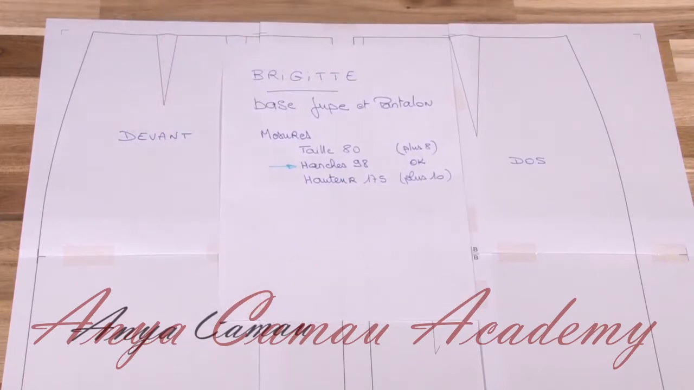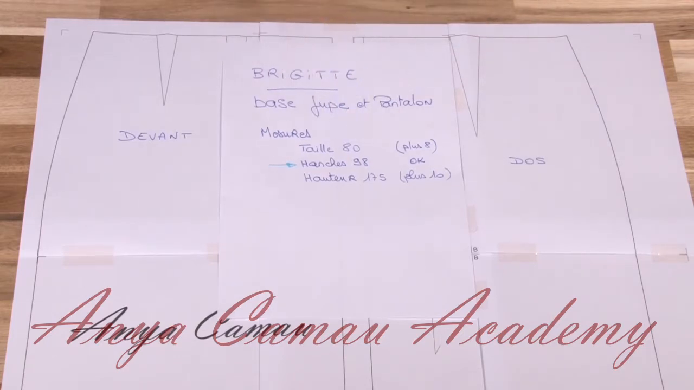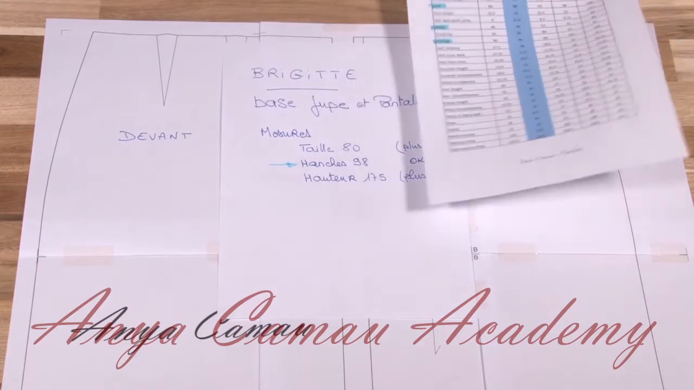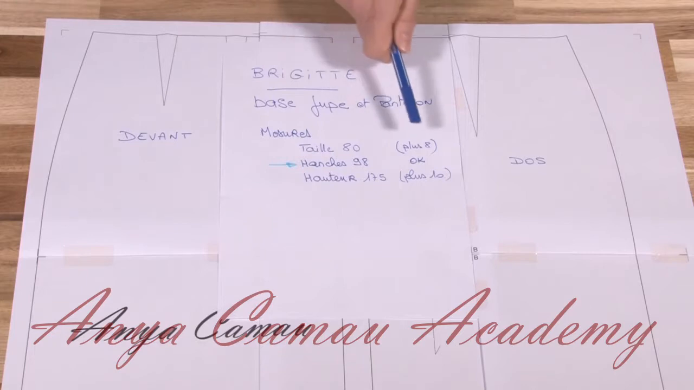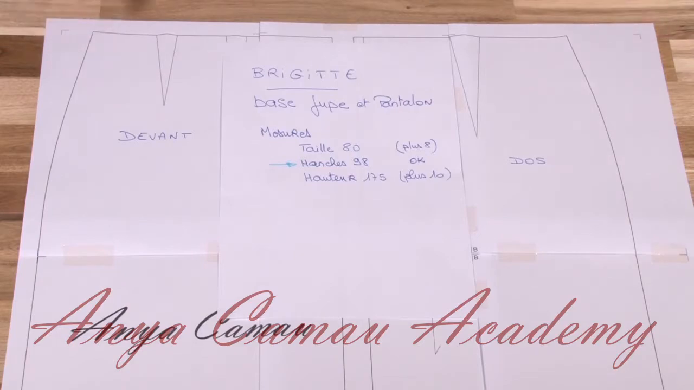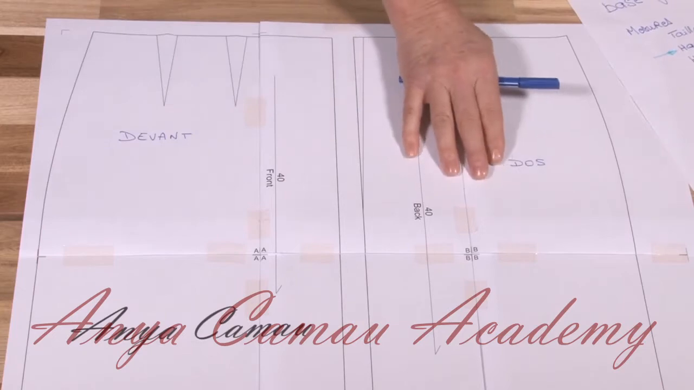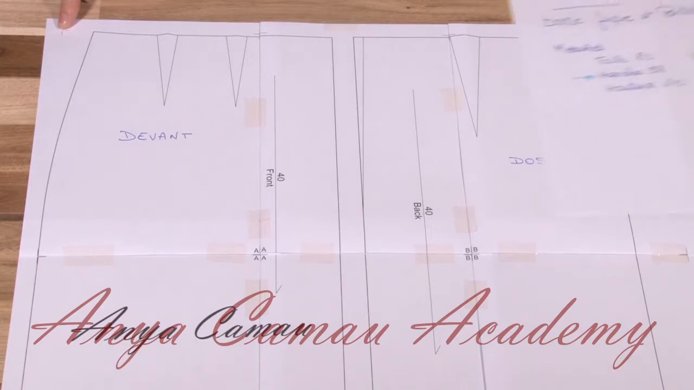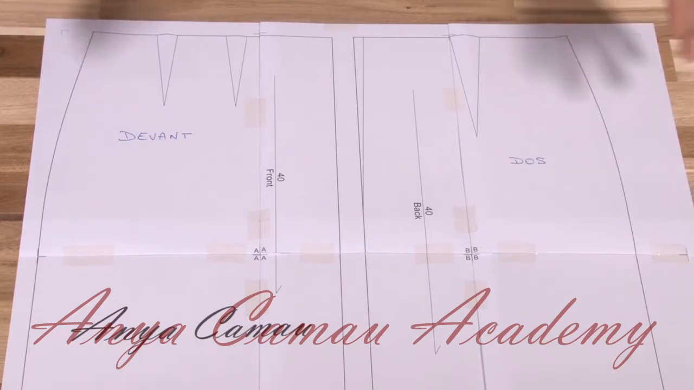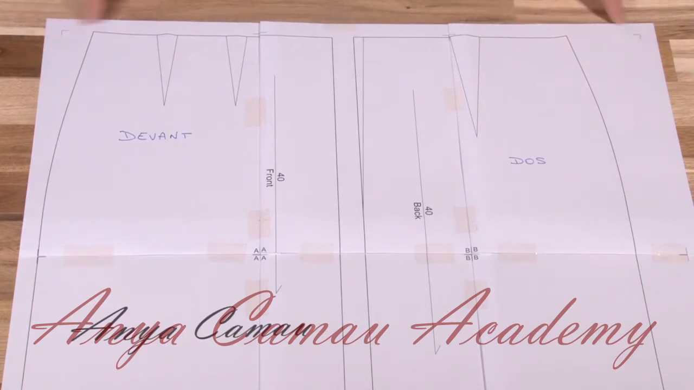Brigitte's measurements show a waist circumference of 80 cm. Compared to a size 40, which provides a waist circumference of 72 cm, there is therefore 8 cm more to give on this waistline. As we are here on a half front and a half back, we are working on half of the waistline. So instead of giving out 8 cm, we are going to distribute 4 cm only, that is half of it.